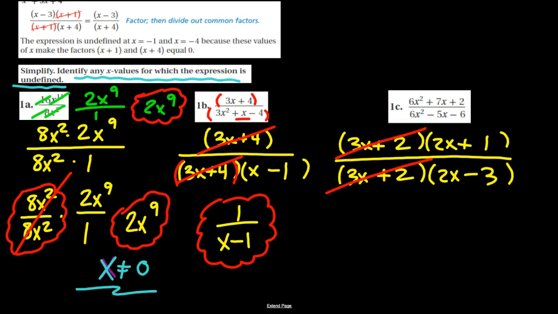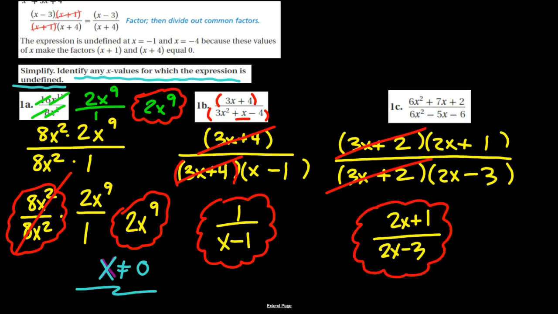Those two factors cancel out, and we're left with 2x plus 1 over 2x minus 3. And we have some restricted values. We kind of forgot to do that on the last question, didn't we?